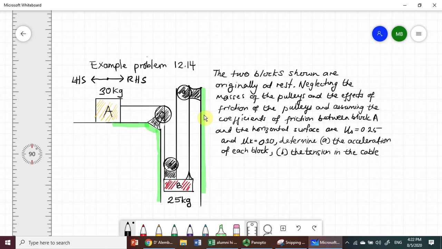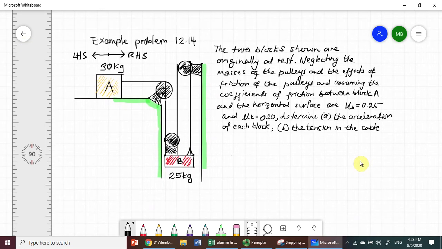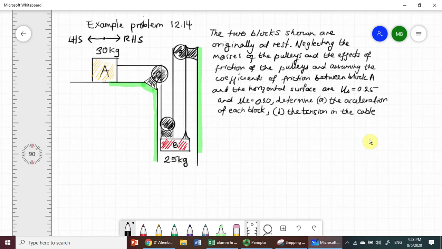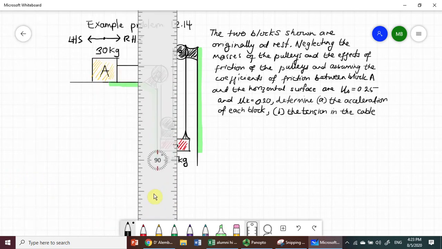Now, let's assume first that block A moves to the left hand side. What will happen to block B? If block A moves to the left hand side, block B will be raised up, and vice versa. So now we need to determine the direction. How do we determine the direction of each block? This is a good way to determine it, so follow my steps.